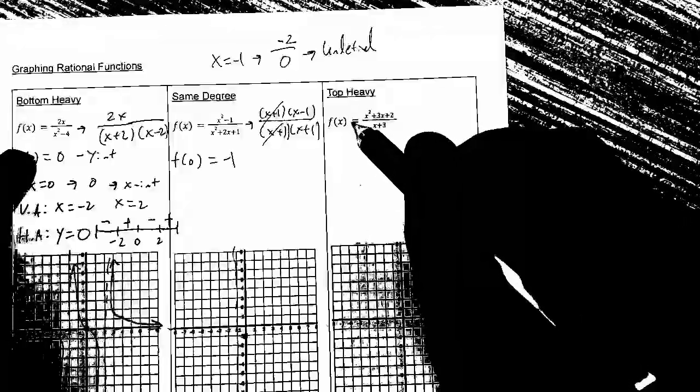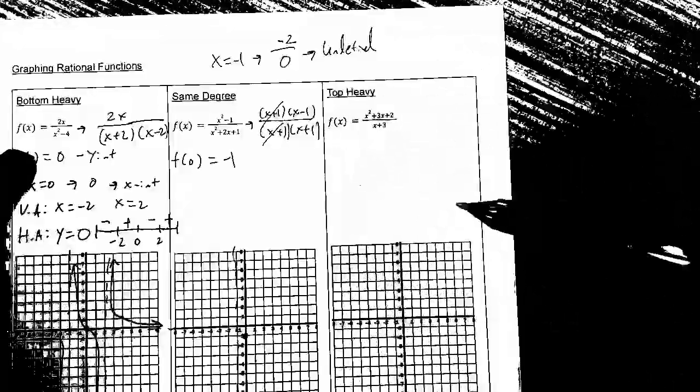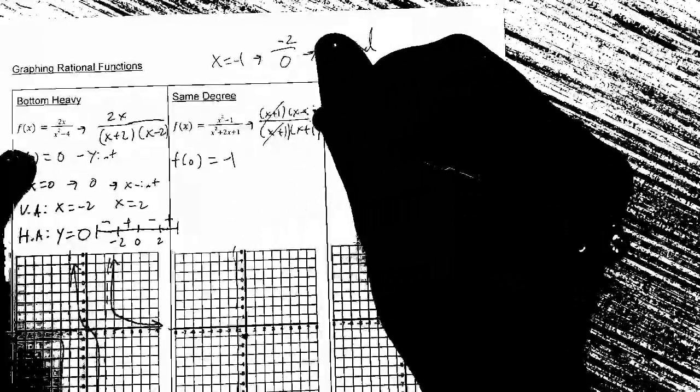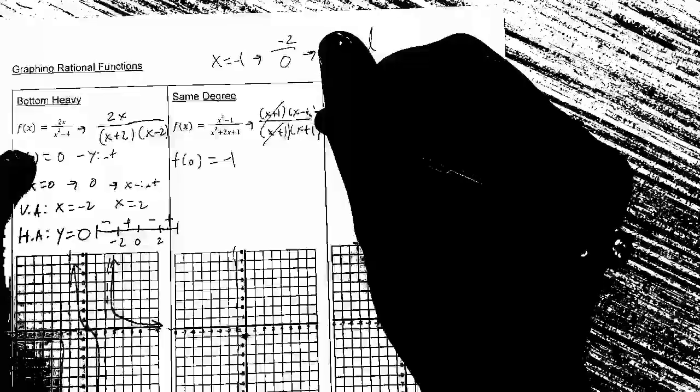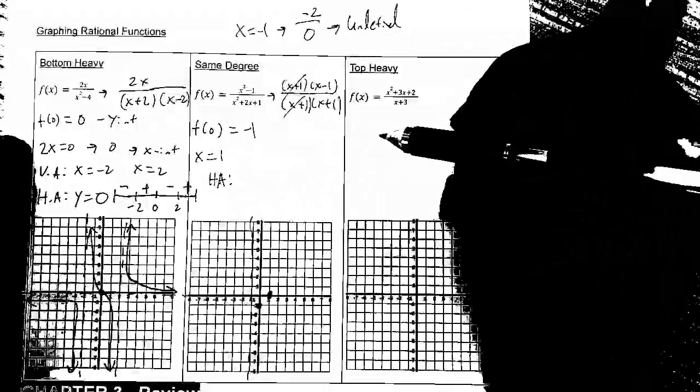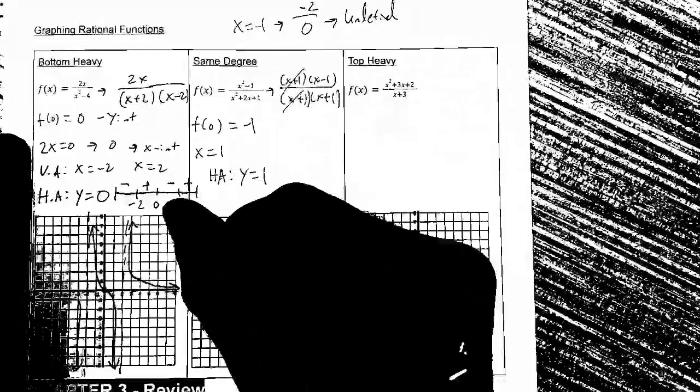Any other piece of information here? I mean, there is an x-intercept, right? I can set the numerator equal to 0 and ignore the holes, and I would get 1, right? X equals 1 is an x-intercept. So we have 2 points and a vertical asymptote, and then we also have a horizontal asymptote where the degrees are even. So we take the ratio of their coefficients. It's going to be at y equals 1.